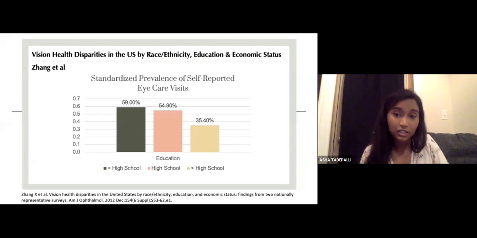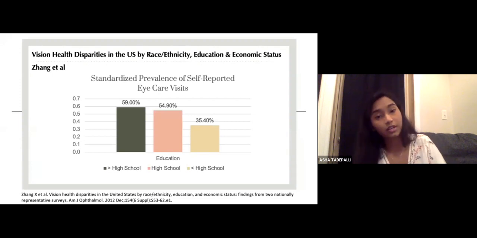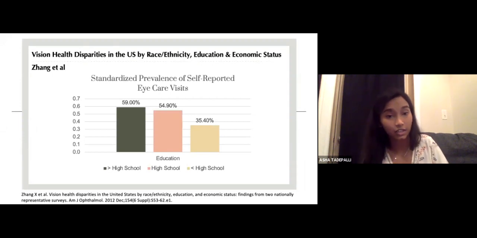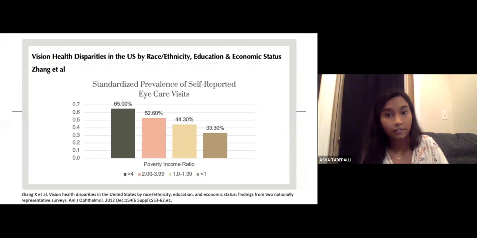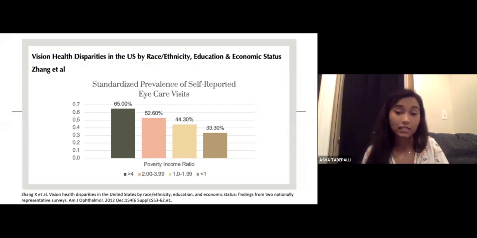In light of education, these individuals with less than a high school equivalent education, in comparison with those who had greater, presented less to yearly eye visits. And then finally, looking at the economic status of our patients or the participants in this survey, they were stratified by their PIR, or poverty income ratio.